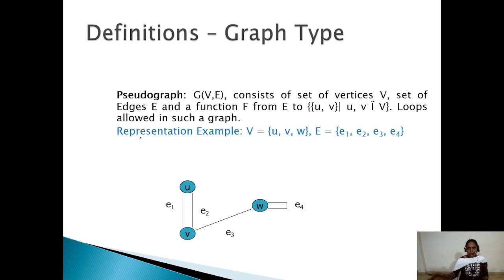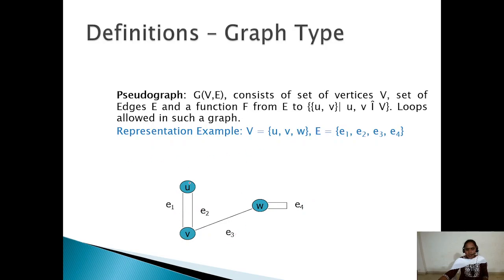Next, pseudograph. What does pseudograph mean? Multiple edges means parallel edges, one undirected edge and one self loop. The pseudograph is a combination of loops, parallel edges and an undirected graph. Here, see the example. These are the parallel edges. This is the one undirected line. This is the one self loop, W to itself W. This is the E4 edge. This is the E1 edge. This is the E2 edge. This is the E3 edge.